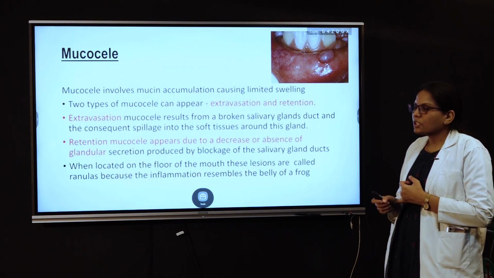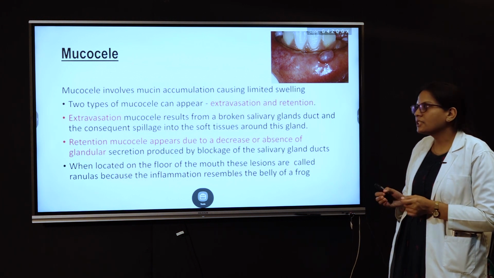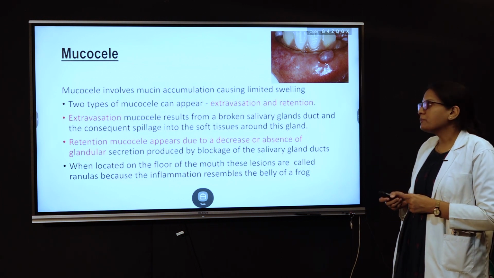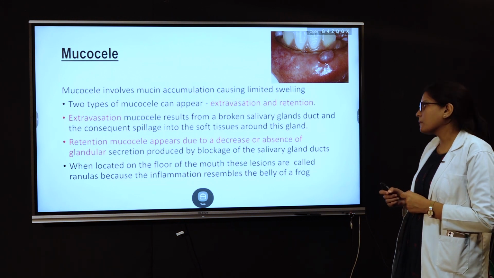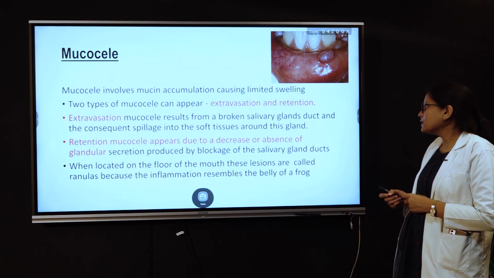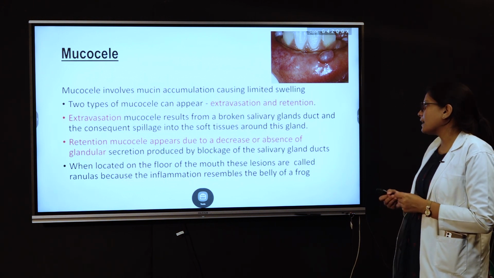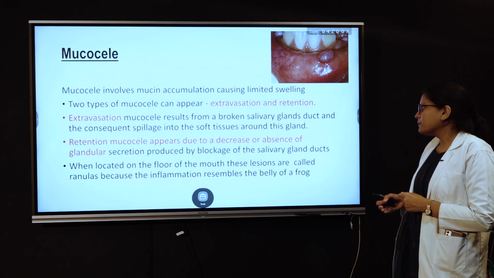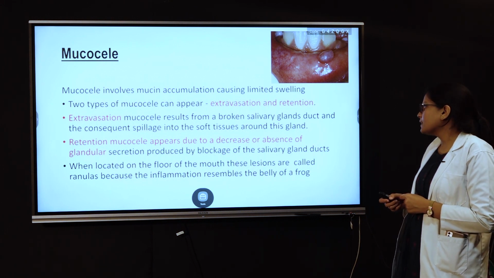So the next disorder is mucocele. Mucocele involves mucin accumulation causing limited swelling. Typically there are two types of mucoceles. One is your extravasation type and the other is your retention type. Extravasation mucocele results from a broken salivary gland duct and the consequent spillage of the salivary contents into the soft tissues around the gland. Whereas your retention mucocele appears due to a decrease or absence of glandular secretion, which is caused by a blockage in the salivary gland duct.